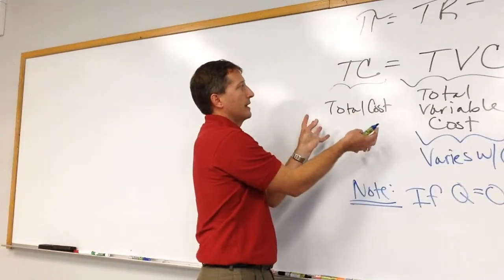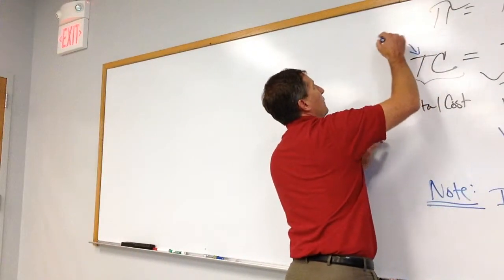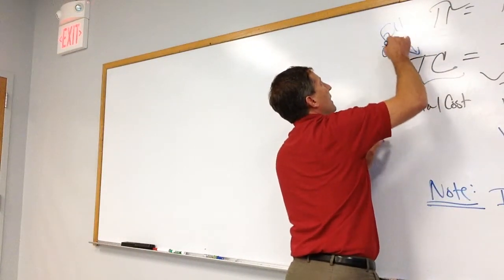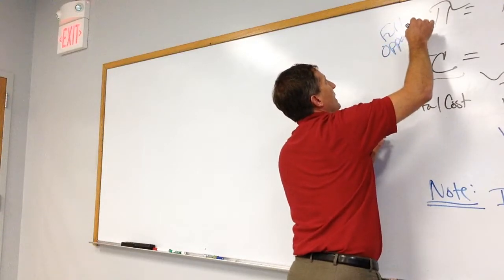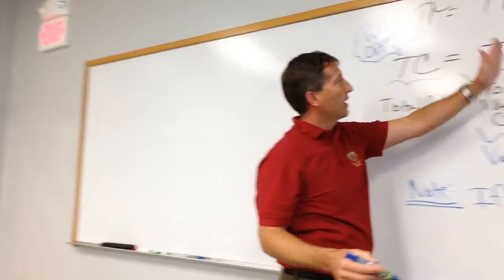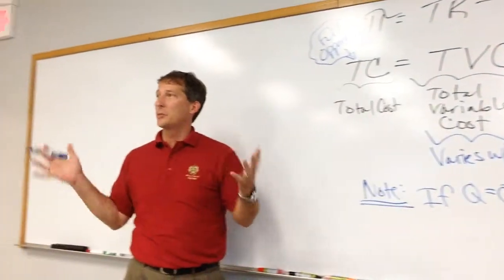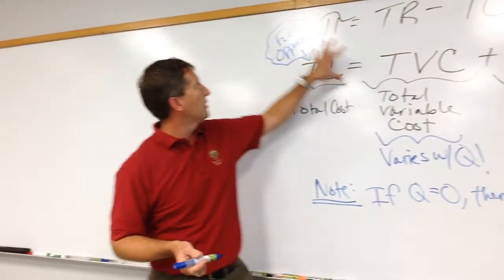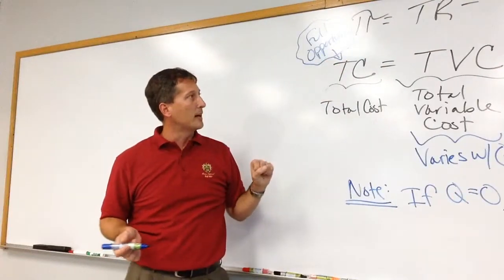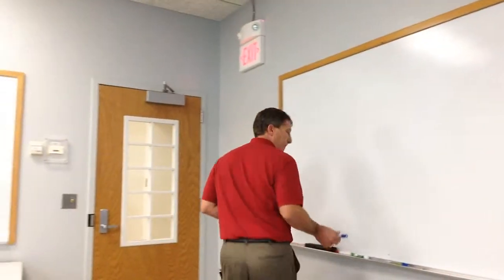All your costs in econ class, these are your full opportunity costs. Because we've put those implicit costs both in our variable and our fixed, we've taken into account all of our other opportunities. We have that base covered. So this is your full opportunity cost. Okay.